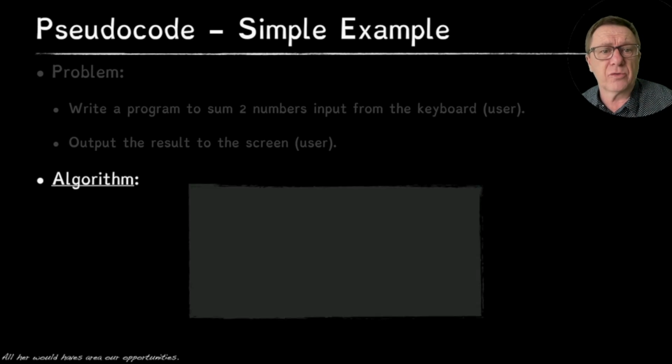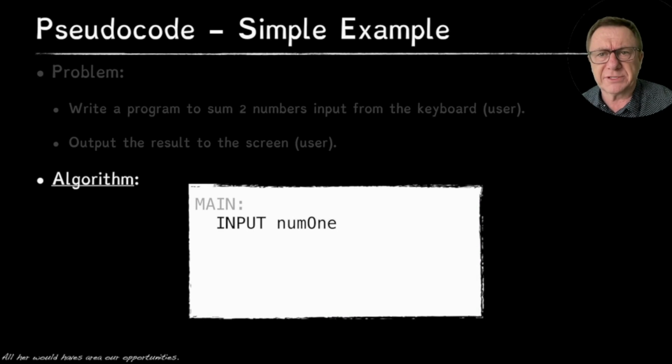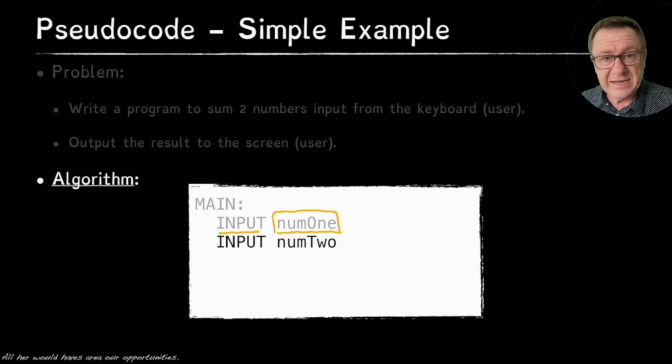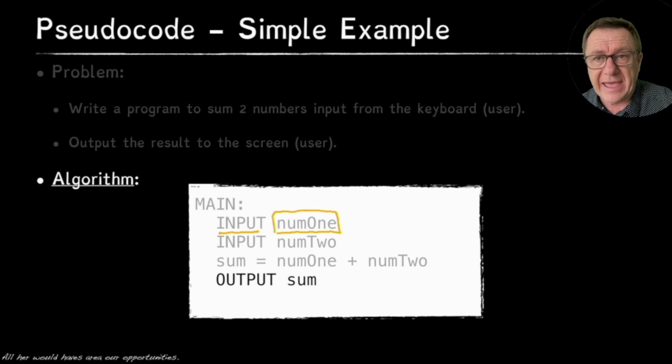Here's our algorithm. I say main to start it, and now I say input. So I'm getting input, and I've called it, really complicated, num1. So the first number I get in, I'm going to call it num1. Input num2. So I've got the first number, now I've got the second number, and then I say sum equals num1 plus num2. Pretty complicated stuff. And now I output sum. That's it. End main. I've ended my algorithm.